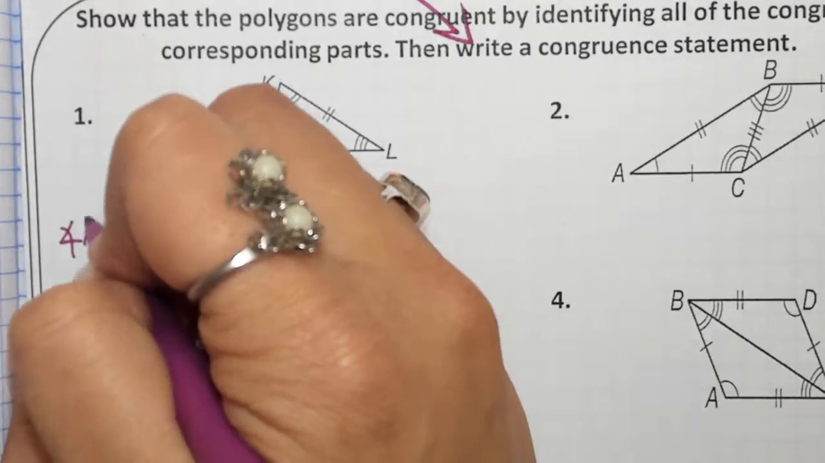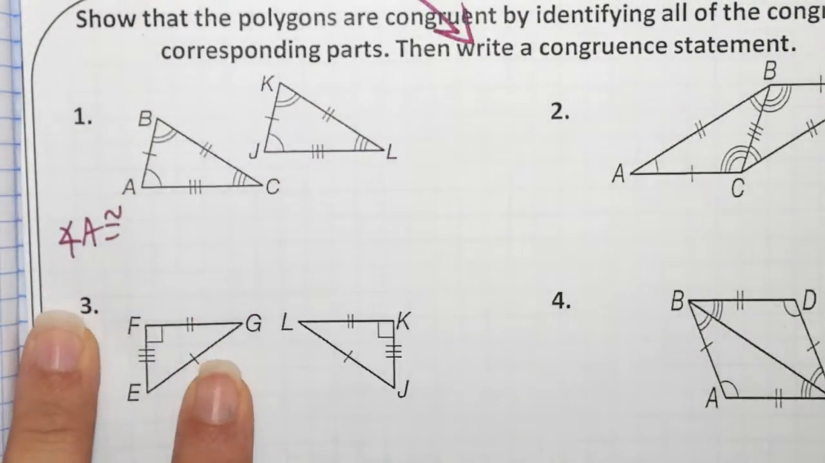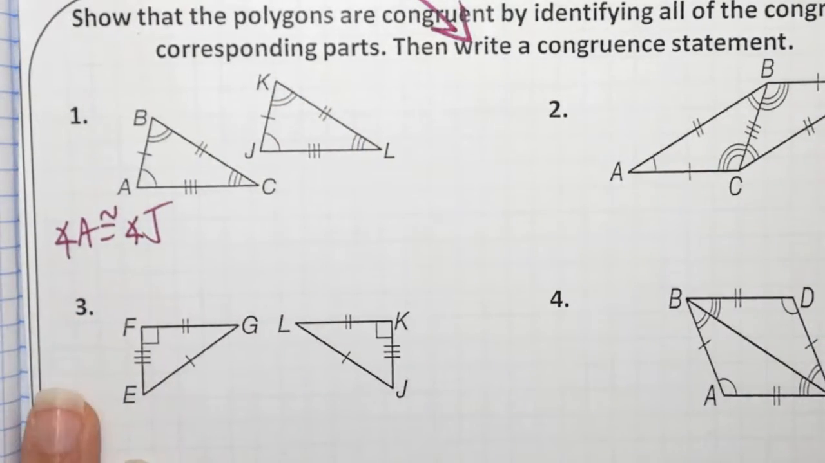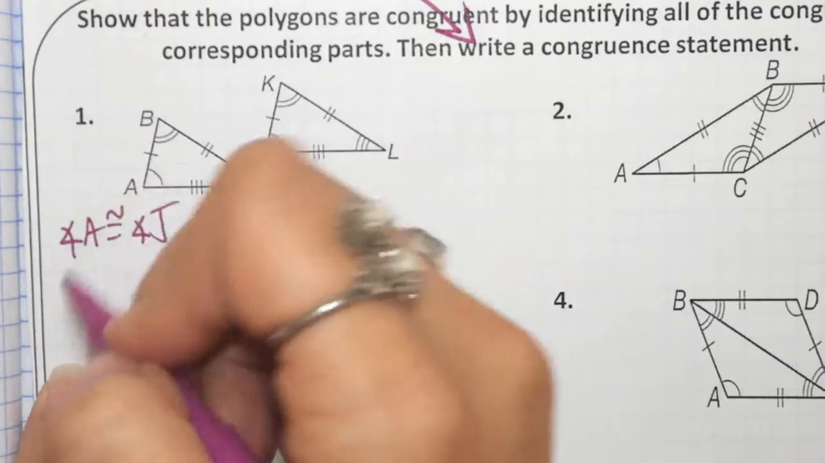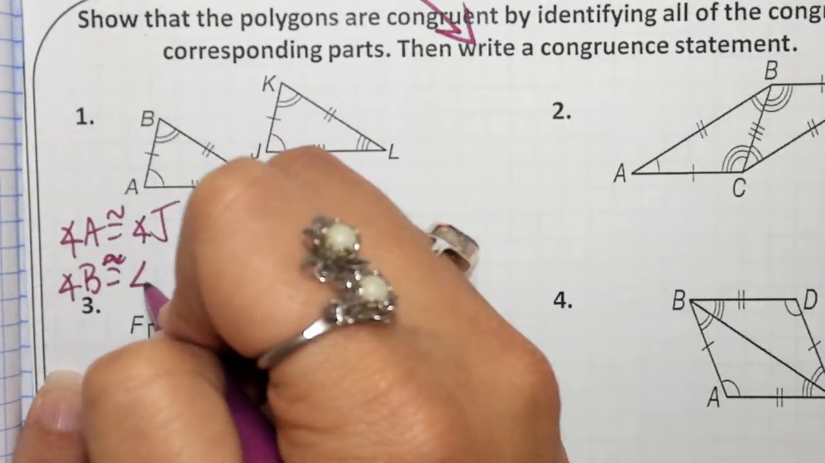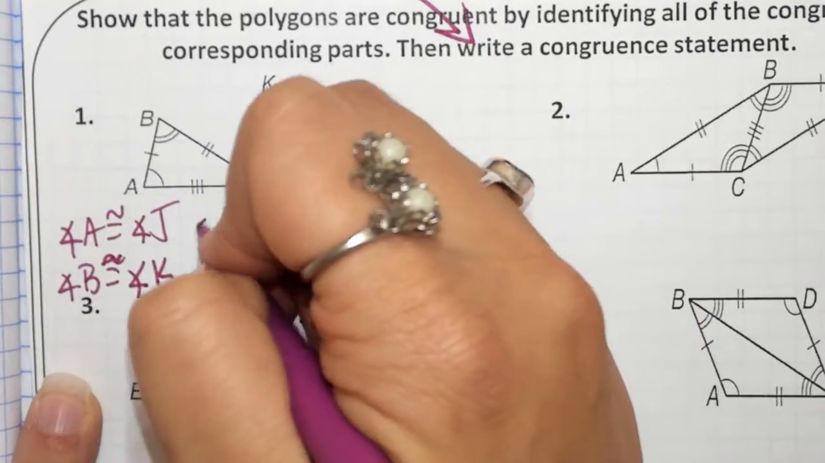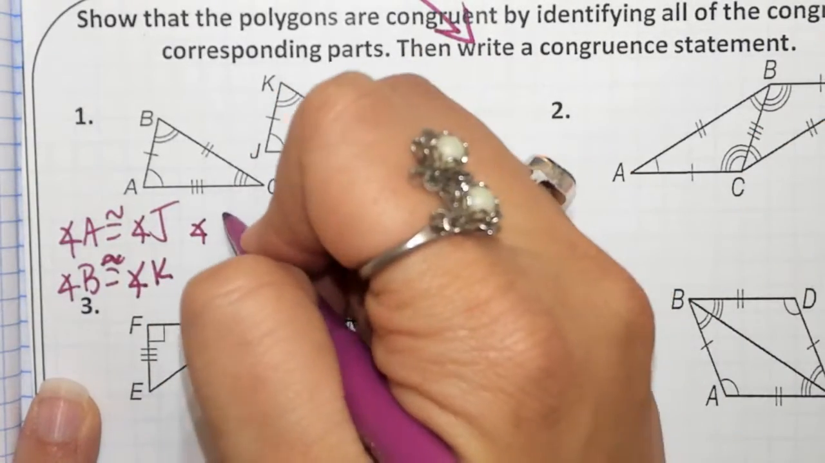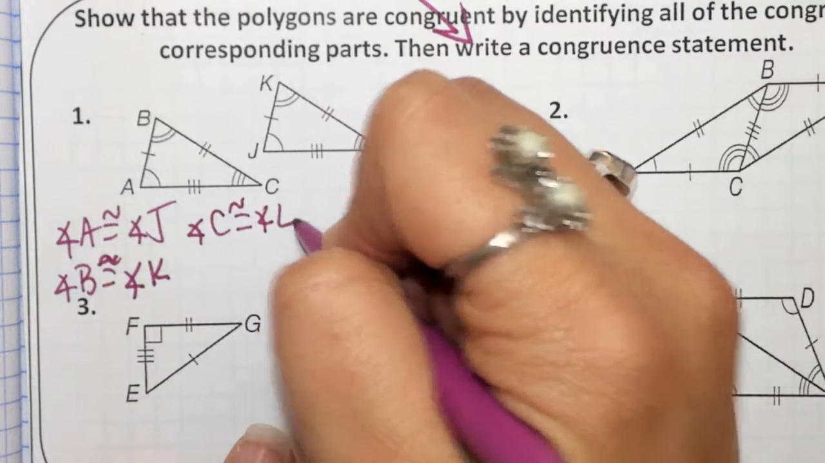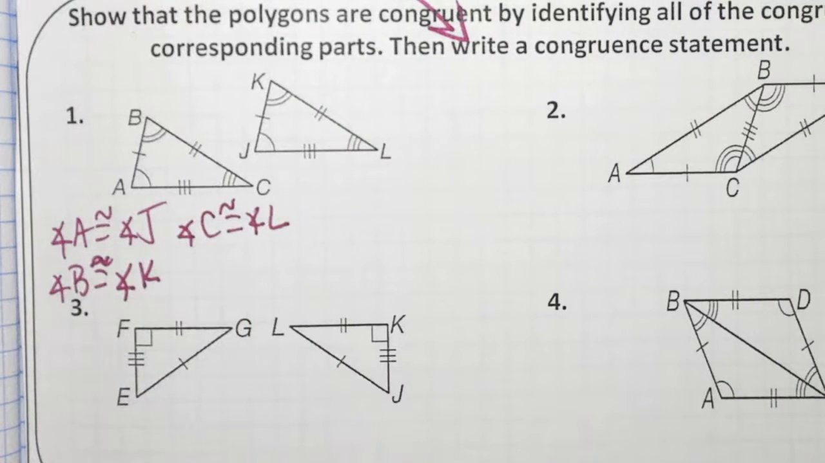Alright, so angle A is congruent to which angle? Angle J. Good. Because they both have how many rainbows? 1. Okay. Angle B is congruent to what? Angle K. Angle C is congruent to angle L. Does everybody see how we did that?